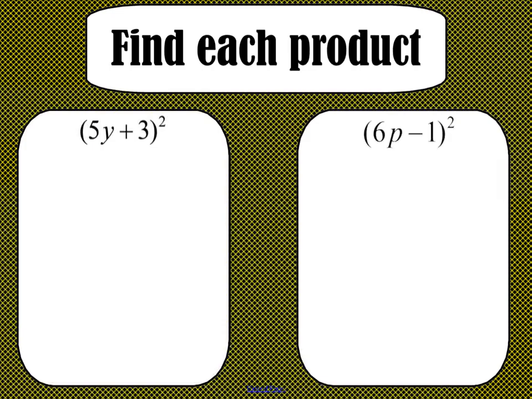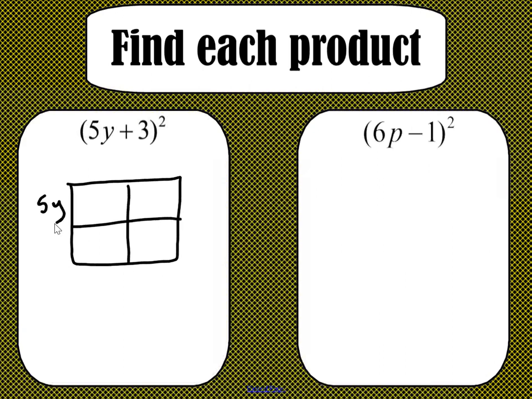So let's go ahead and look at our first example here. If we have (5y plus 3) squared, that means we really have that thing twice. So if we have it twice, we know we're going to have to make a 2 by 2 box. And I have 5y, 3, 5y, and 3. And the reason I can do that is because of this squared right here. So 5y times 5y is going to be 25y squared.